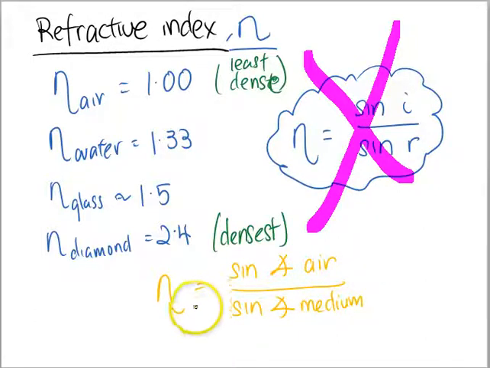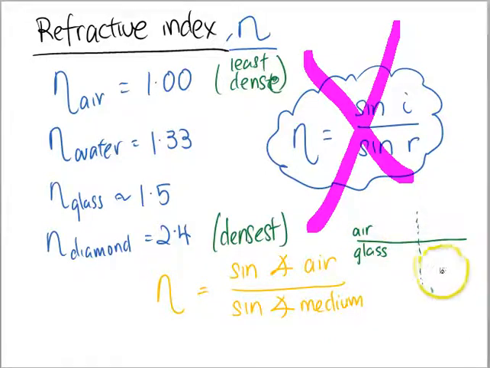Because the refractive index is always sine of the angle in air over sine of the angle in the medium, the light must be traveling from air into the medium. Air into the medium. So this is actually a better representation, because sometimes the questions will be set in such a way that the light travels between glass, air, or the normal.